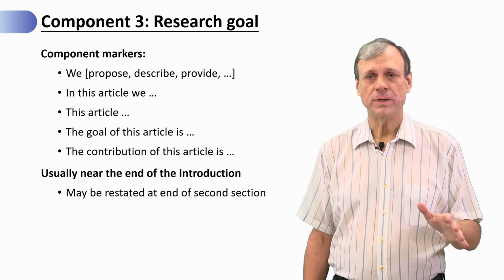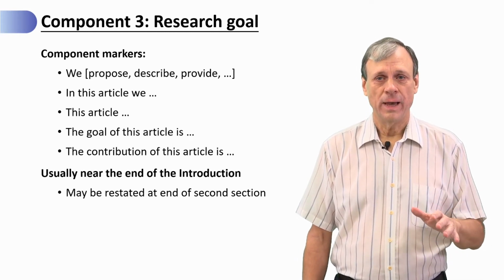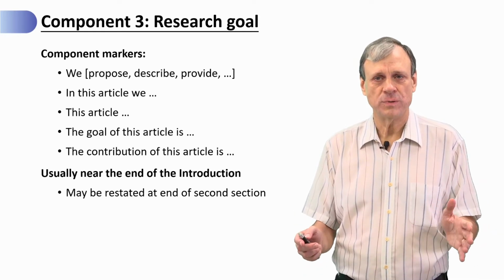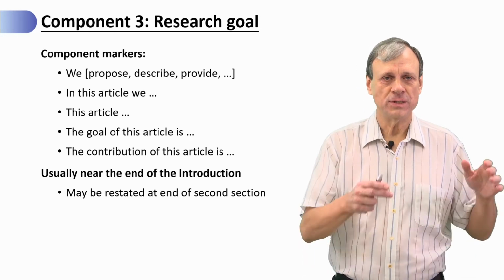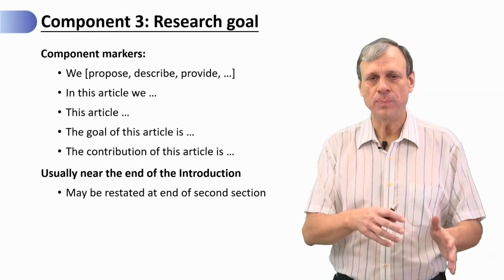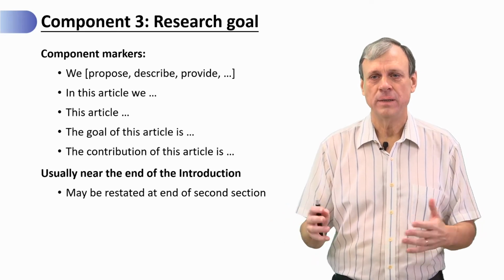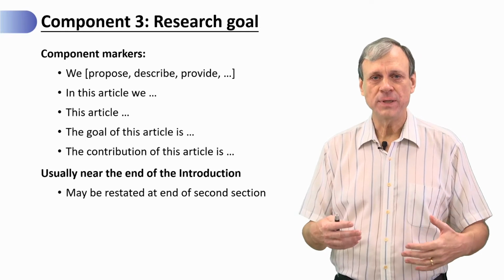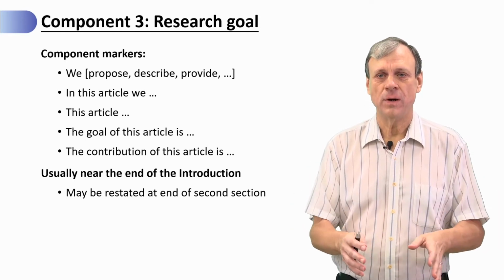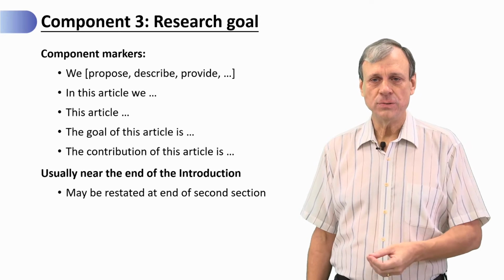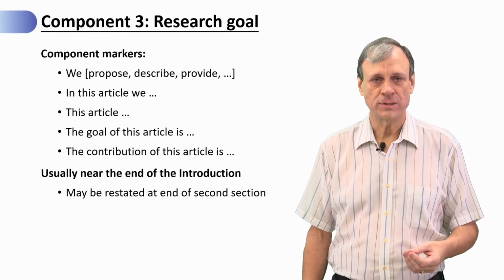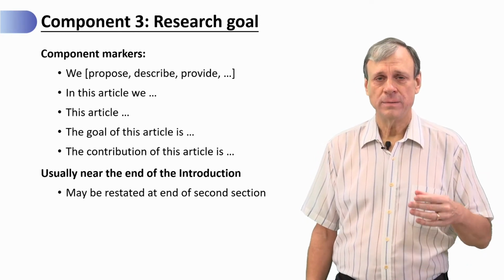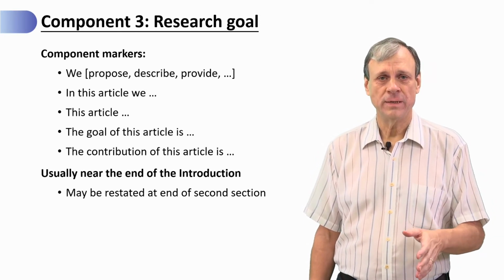So we're going to be looking for the research goal. And the research goal is usually identified by short groups of words, which we'll call component markers, such as we do something, we propose, we describe, we define, or in this article we, or this article. So it's something about either we do it or this article does. And it's usually found near the end of the introduction, sometimes restated in the second section, but usually near the end of the introduction section.